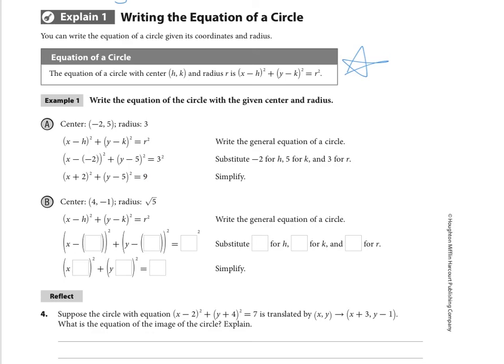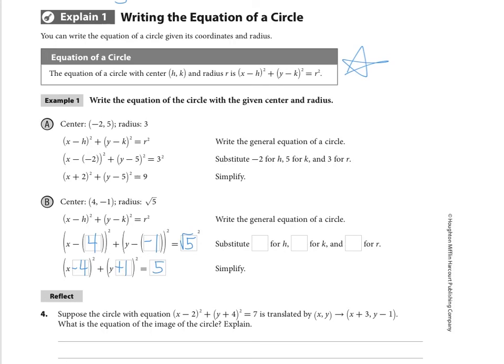Let's see if we can do b. If we're going to plug in the center of 4, -1, then we're going to say x minus 4 all squared plus y minus -1. Be careful there. And then that equals the radius, which we were told is the square root of 5, all squared. So this is x minus 4, but it's y plus 1, notice. And then the square root of 5 squared, all simplified, is just, of course, 5. So then that's our final equation.